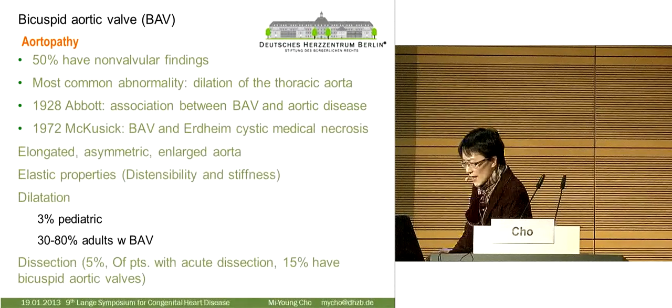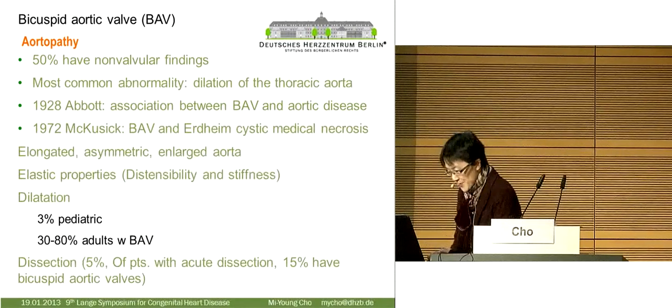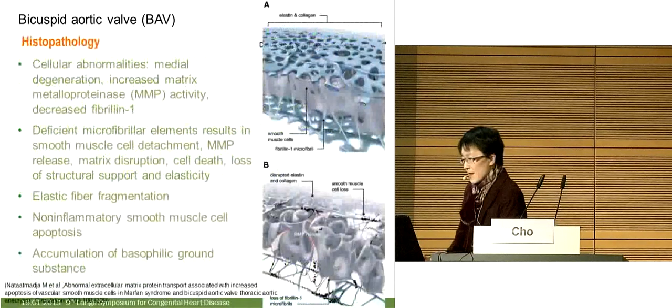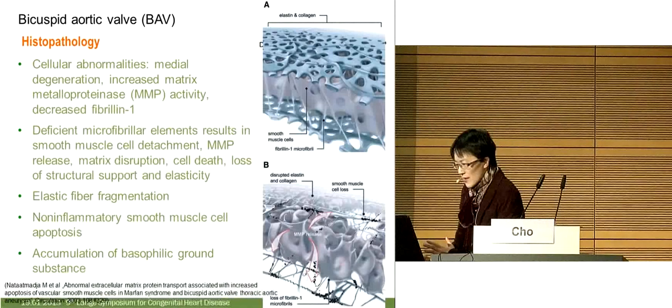So the dissection rate is around 2 to 5%, and of patients with acute dissection, 50% have a bicuspid aortic valve. So histopathologically, there are cellular abnormalities, of course. The group in Toronto showed there's an increased MMP level or MMP activity, and so we have decreased fibrillin, and there is accumulation of basophilic ground substance.